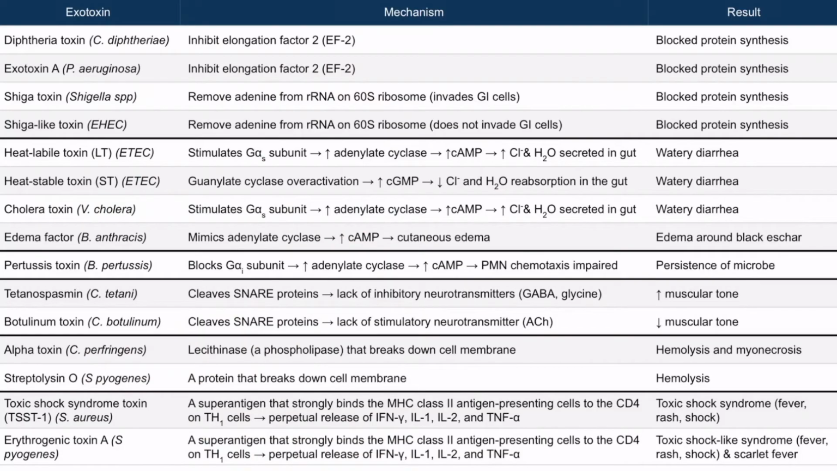Now let's talk about the next 4 exotoxins: the heat-labile toxin, heat-stable toxin, cholera toxin, and edema factor. All 4 of these will increase fluid secretion. The top 3 resulting in watery diarrhea, whereas the edema factor in anthrax just increases fluid or edema surrounding the black eschar in cutaneous anthrax.